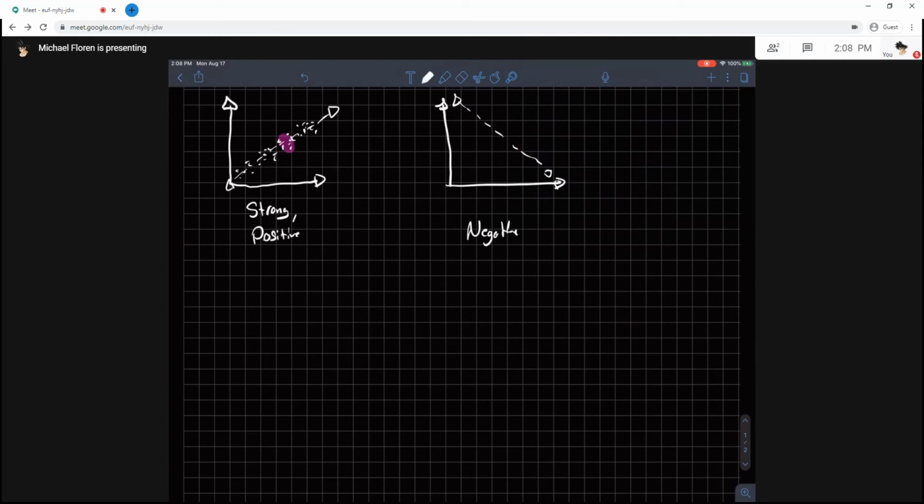Now if we wanted a moderate or a weaker relationship, our points are going to be further away from the line. Typically, if you can tell that it's a correlation, then it's going to be at least a moderate strength. So we'll call this a moderate negative correlation. Let's look at a couple more.